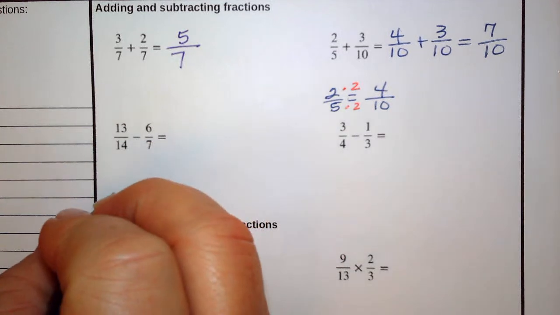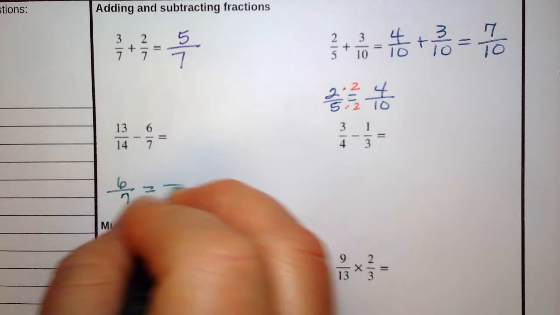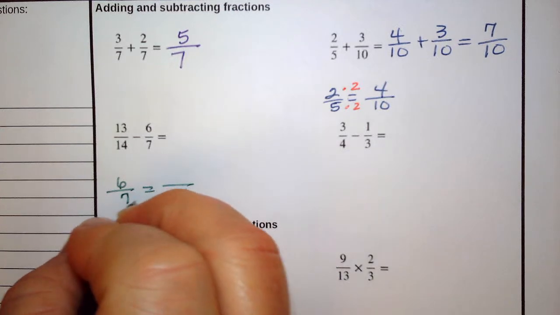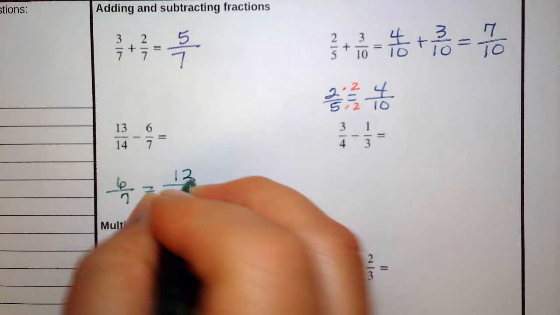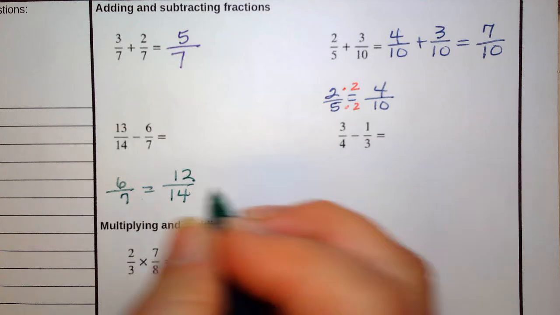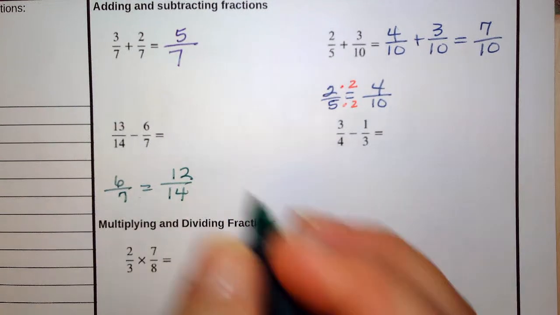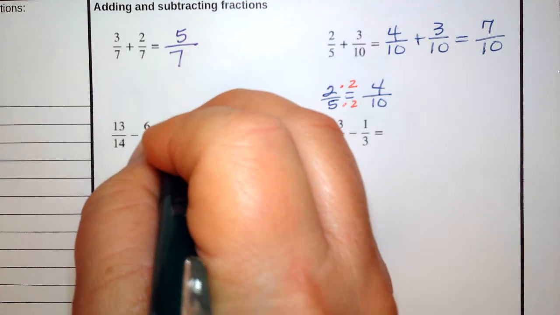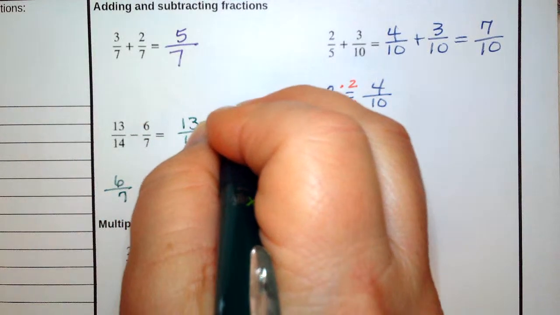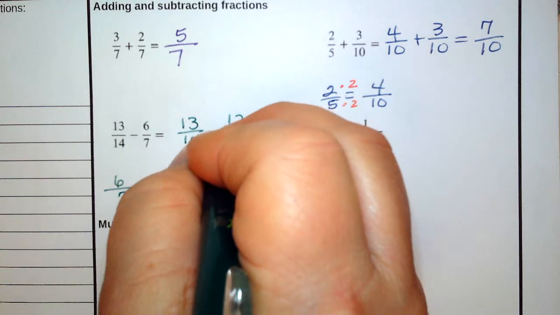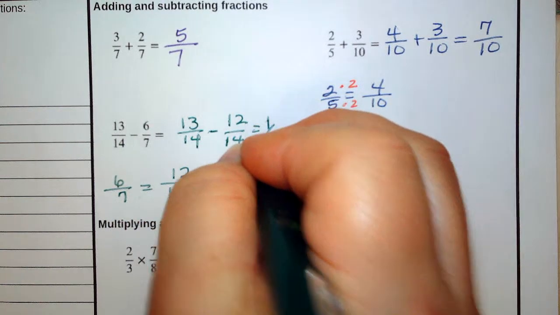Well, hopefully you tried. 6 over 7 equals what over 14? 7 times 2 equals 14. 6 times 2 equals 12. If you notice, I've just doubled top and bottom. 13 over 14 minus 12 over 14 equals 1 over 14, and we're done.